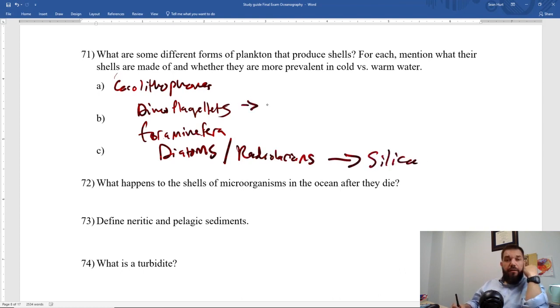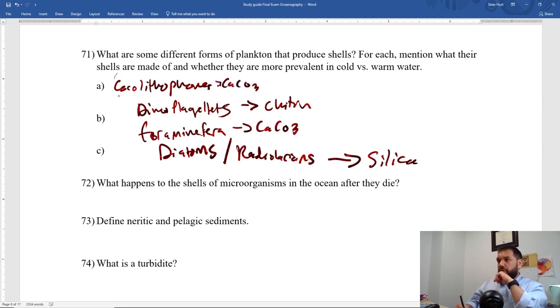Dinoflagellates make their shells out of chitin. Chitin is like the exoskeleton of an insect, for instance, whereas foraminifera make it out of calcium carbonate. Okay. This means that when coccolithophores and foraminifera die, they're going to produce a calcareous ooze, a carbonate-based ooze, whereas when diatoms and radiolarians die, they're going to produce that siliceous ooze.